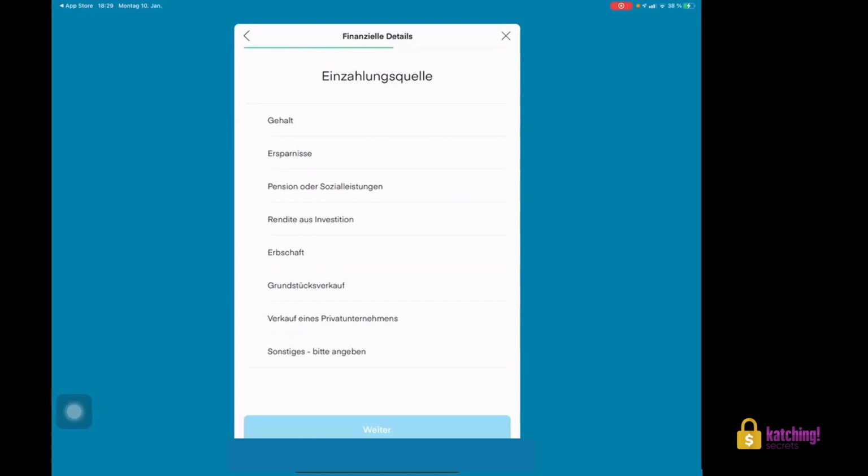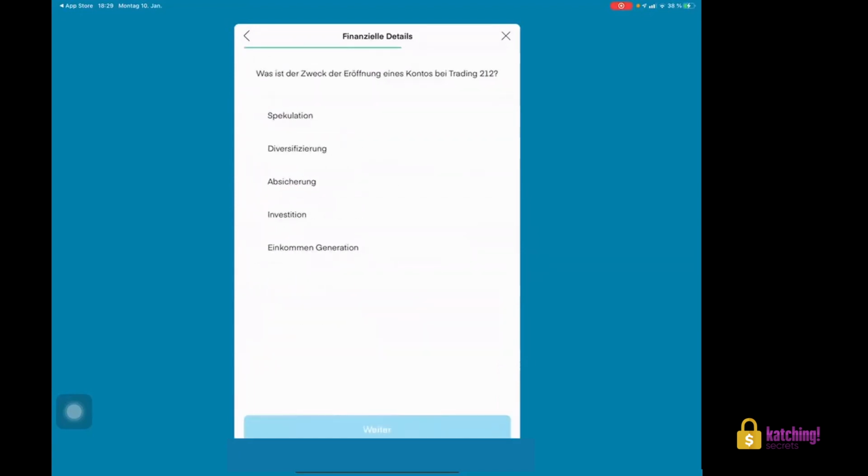So it could be your income, it could be savings, it could be pension, social. You can only click one point. Yes, take the main one. So if your main savings are coming from your income, then just click income there. What is the reason to open up an account? It's just to make investments.